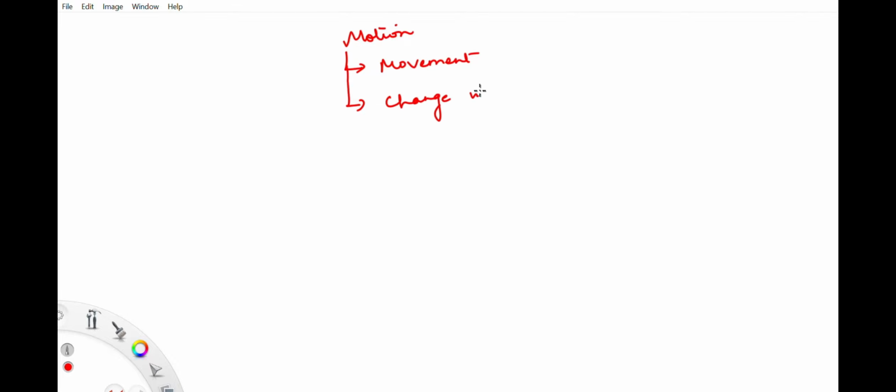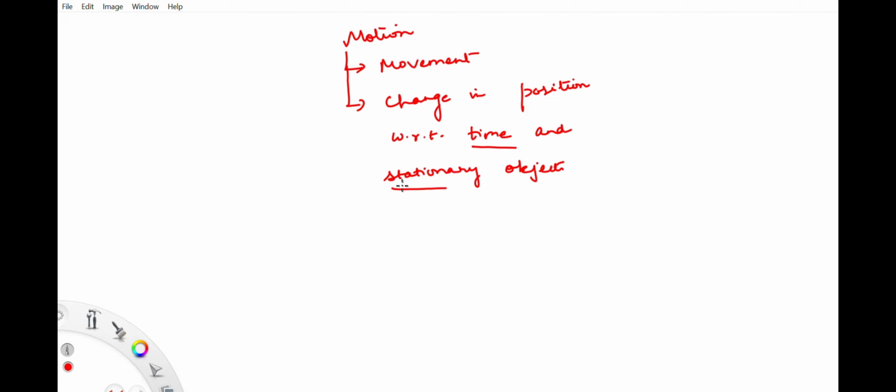change in position with respect to, I'm writing WRT, time, and stationary objects. So I'll underline time and stationary objects.